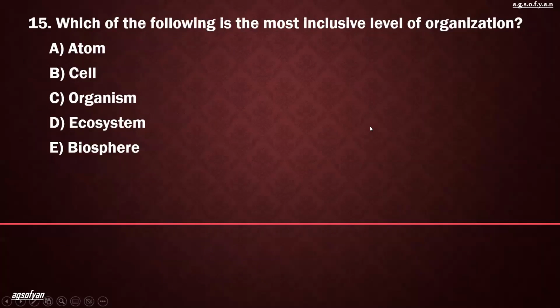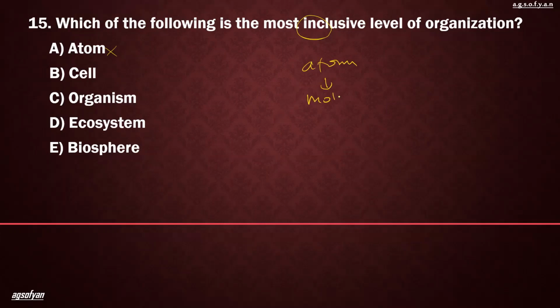Which of the following is the most inclusive level? Inclusive means everything is in it, with more members in that level of organization. How about atom? It's very simple, so no. How about cell, organism, ecosystem, biosphere? Which one is the most inclusive from this list? Anybody? Organism? Organism only consists of organs. Is it biosphere?